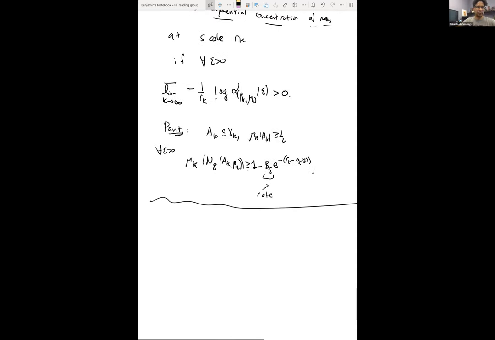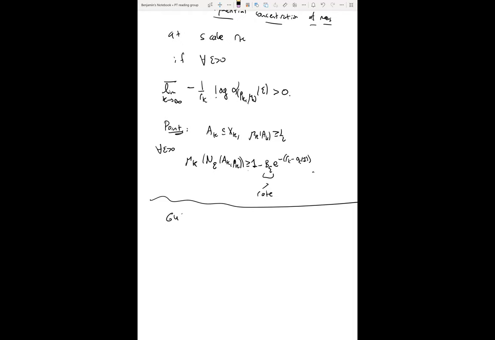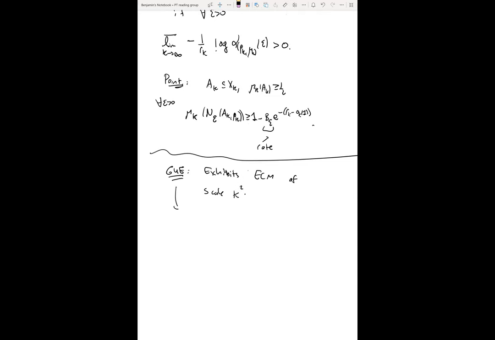So yeah. So the GUE exhibits exponential concentration of measure at scale k squared. So when I think of this as a random tuple, actually the entire, you know, the whole R tuple.